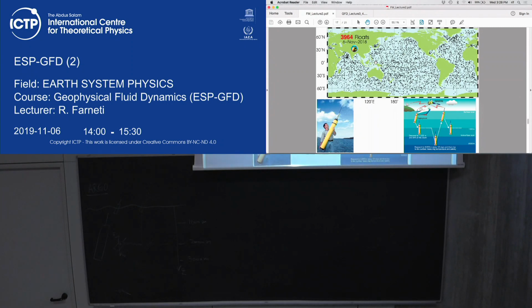What happens to it after measurement? After the measurement is done, what happens to it? Is it left in the ocean? All those black dots that you see there were Argo floats.